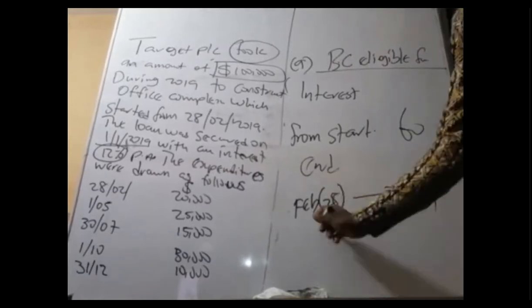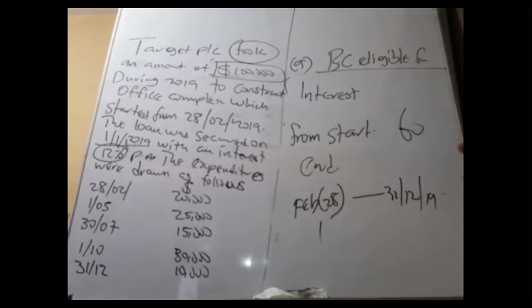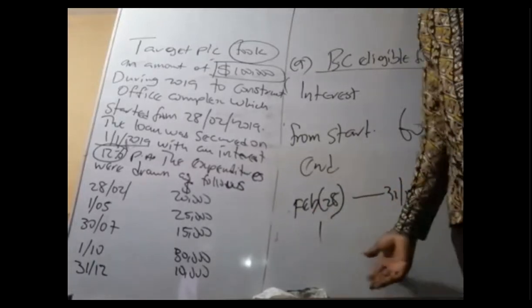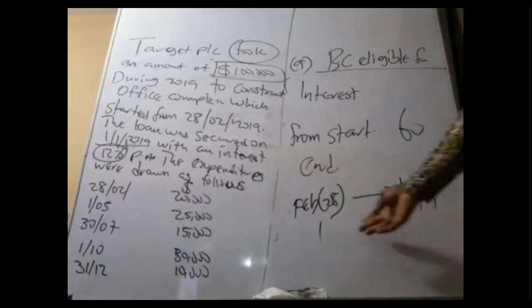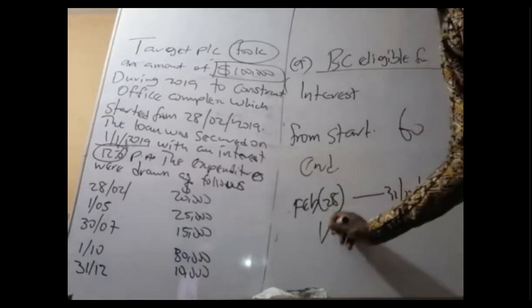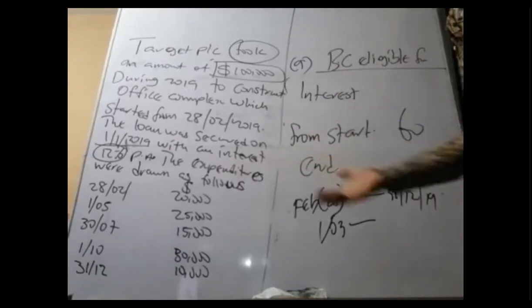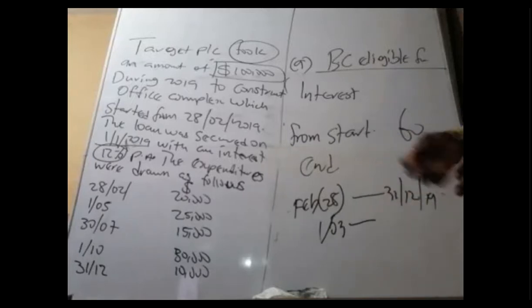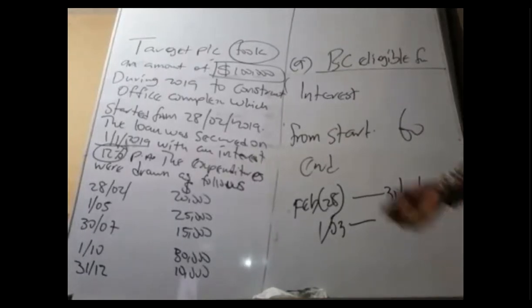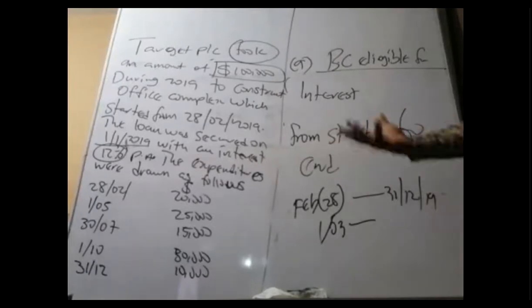So indirectly, they start from 1st March. That's what it tells. So 1st March up to 31st December. How many months? January and February, 2 months are gone. So let's say 10 months, right? From 1st March up to 31st December is 10 months. So from the start to the end, 10 months.